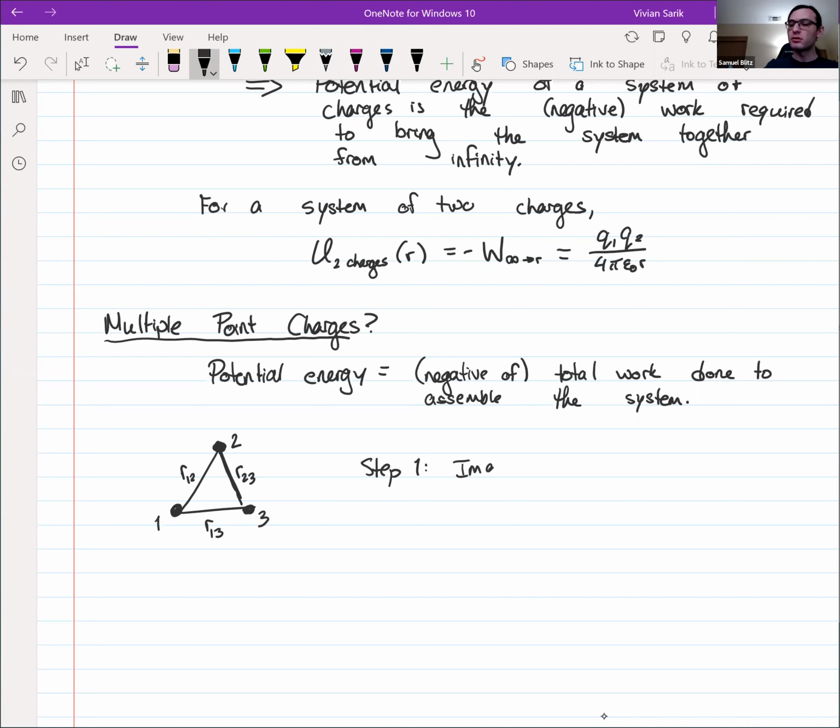we're going to imagine that 2 and 3 are infinitely far away. They're not necessarily together, but they're infinitely far away and infinitely far away from each other just as well. So there's just charge 1 sitting there. It doesn't take any energy to get that first charge in. So the question is how much work is required to get charge 2 in place?